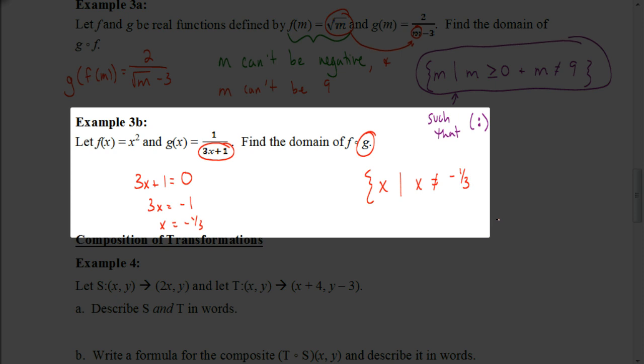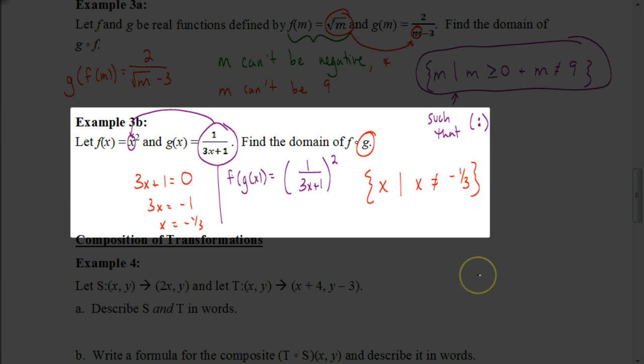Now I want to see, is there anything else that I have to put a limit on? So I want to find f following g. What that means is that I'm going to put function g, which is this whole fraction, inside of here for x. So it'll be 1 divided by 3x plus 1, that whole fraction being squared. Technically I can square any number, so it doesn't matter what this is. Nothing's going to change here. As long as x is not negative 1/3, everything will work out.